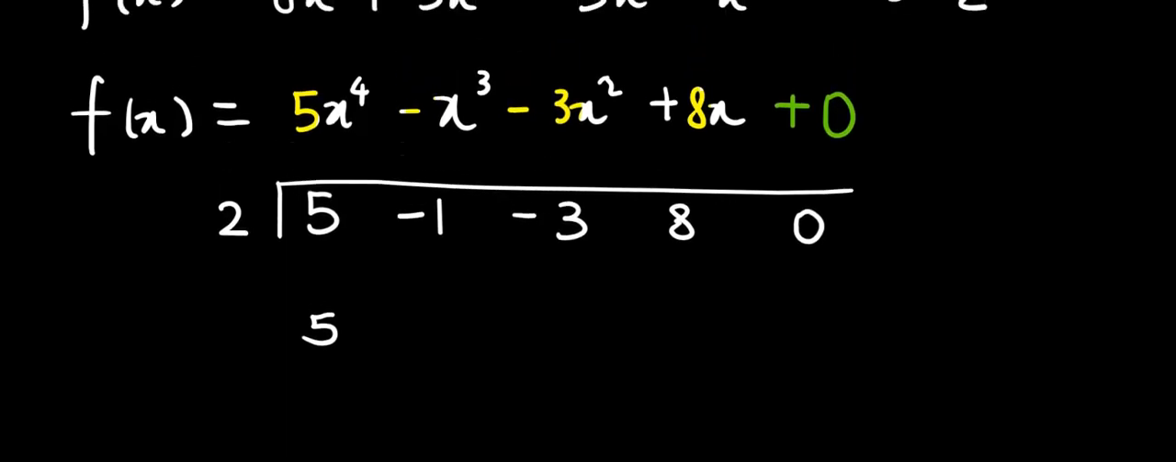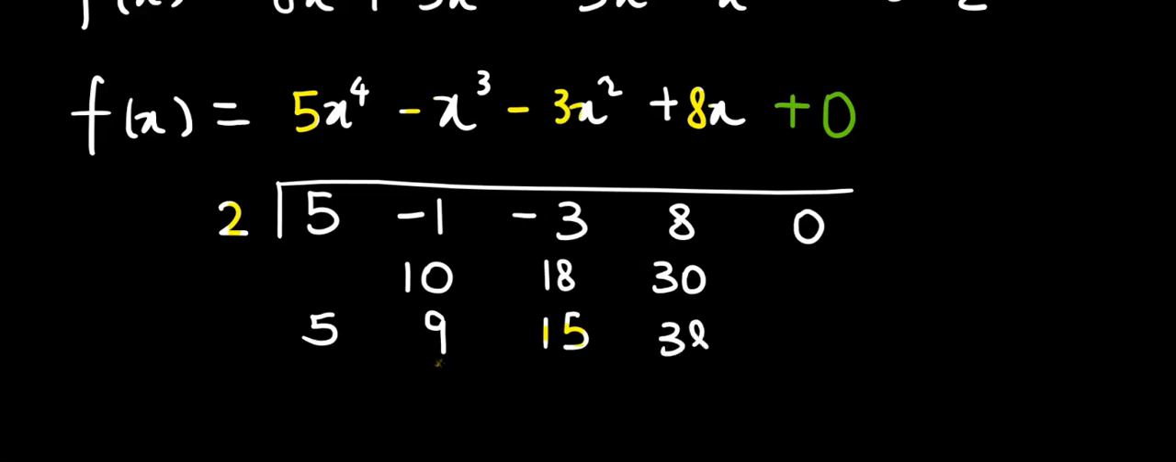Okay, now 2 times 5, you put a 10 here. And then 10 minus 1, that is 9. Then 2 times 9, that is 18. 18 and -3 is actually 18 minus 3. That is 15. And then you do 2 times 15. That is 30. 30 plus 8, 38.